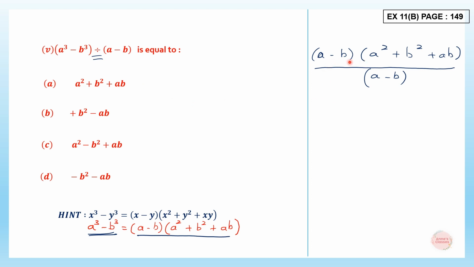Now can you see this is multiplication, and when it is multiplication we can cancel the numerator and denominator. Here we have a minus b, here also we have a minus b. So we can cancel this and this. So what is left is our answer. And what is that? A square plus b square plus ab. Which of these options has a square plus b square plus ab? That means option A. Option A is the correct answer.